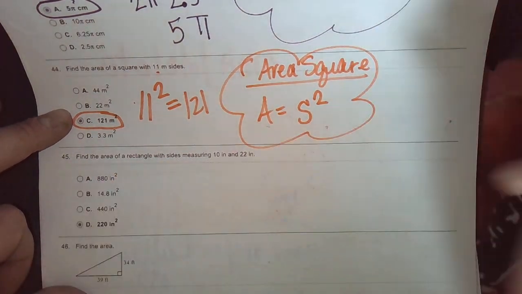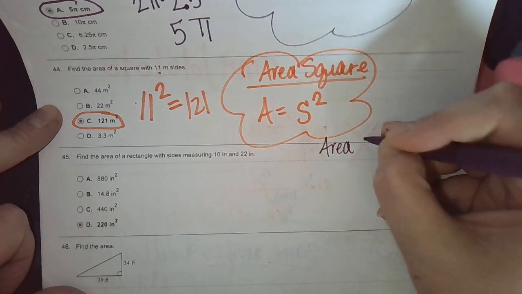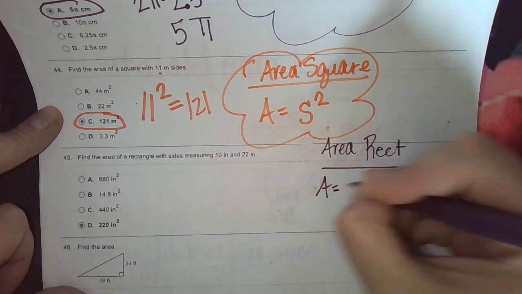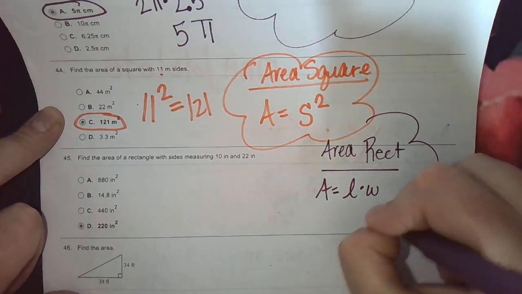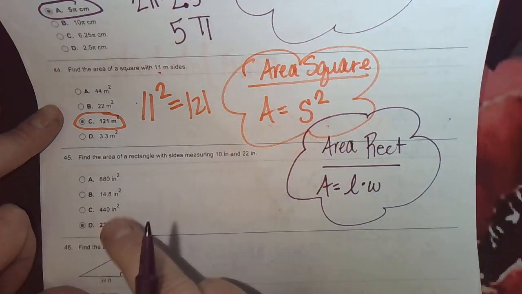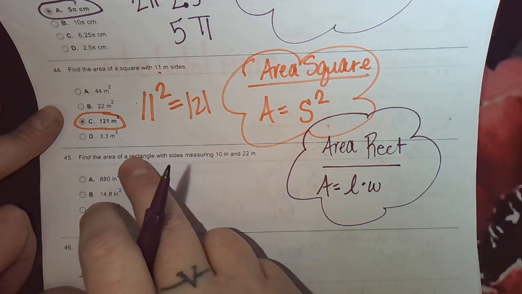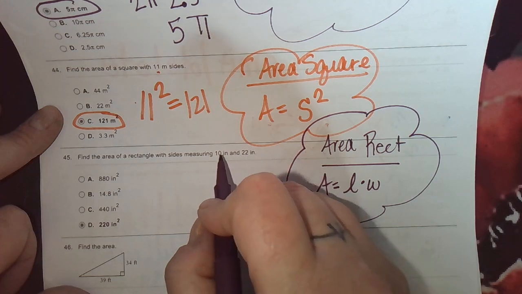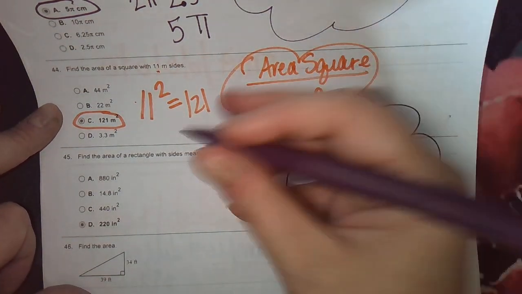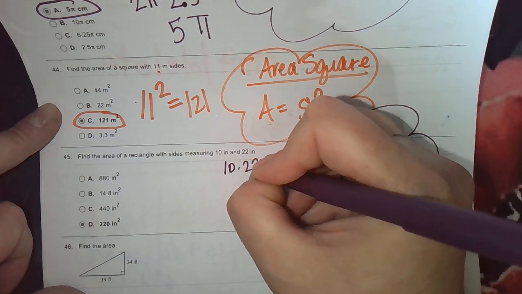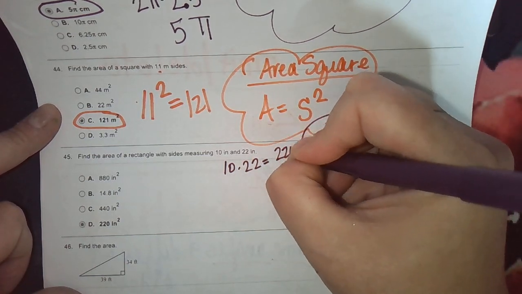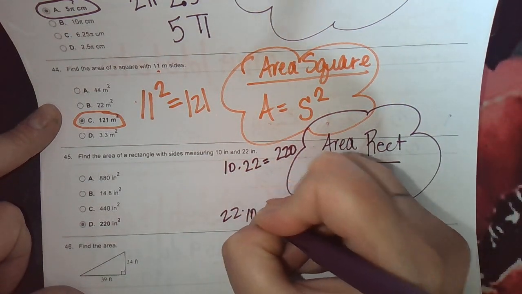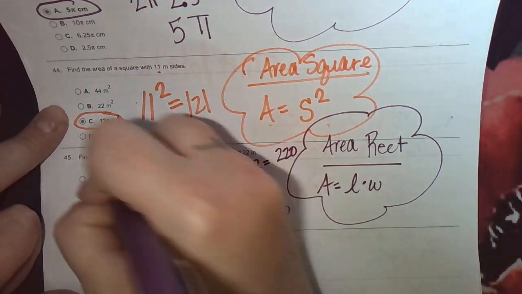Next, 45. I would put this on your cheat sheet. The area of a rectangle is length times width. Alright, let's look at number 45. It says find the area of a rectangle measuring 10 and 22. I don't know which one is the length and which one is the width, but it doesn't matter. If I multiply 10 times 22, I get 220. If I rearrange them and put 22 times 10, it's still 220. So, D.